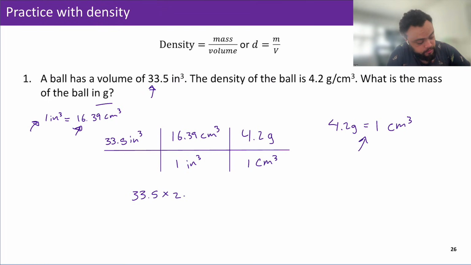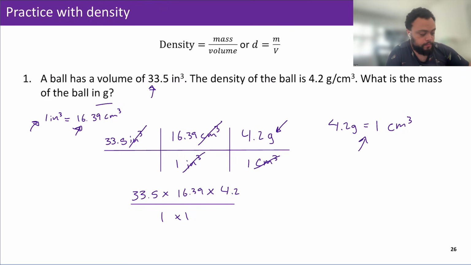times 2 point, oh, sorry, times 16.39 times 4.2. Divide that by 1 times 1. And just to be sure, before we actually punch all this in, inches cubed cancels out, centimeters cubed cancels out, and we're left just with grams right there.